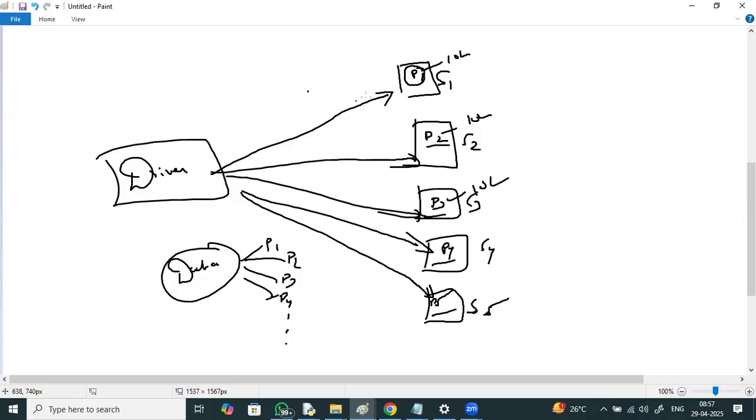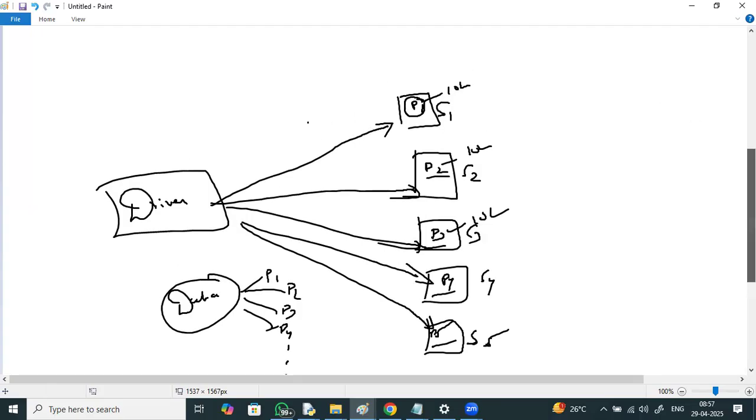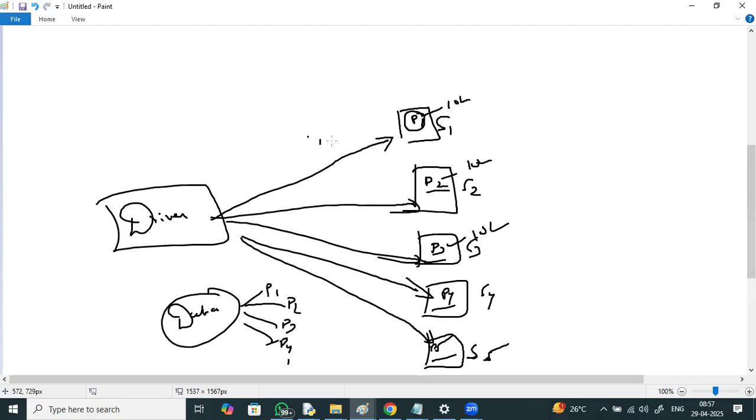And there is one more internal process. See, this is the logic. The driver is providing the logic.